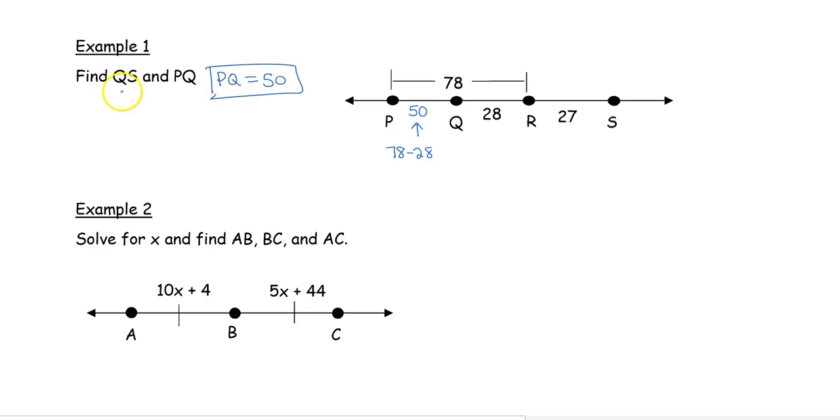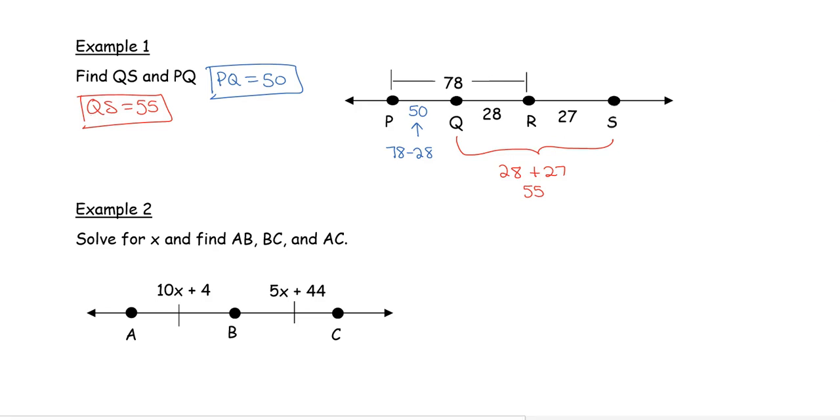Now we want to find the length of QS. I'm going to start at Q. I'm going to go all the way to S. So QS is found by putting together QR and RS. So to find that, we just have to add those two pieces together, which is going to give us 55. So we've answered our two questions. We found our two lengths using our segment addition from yesterday. Just a little bit more complicated of a diagram, more pieces that we have to look at.